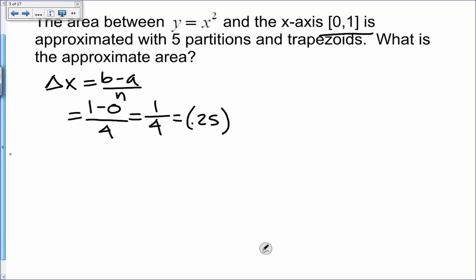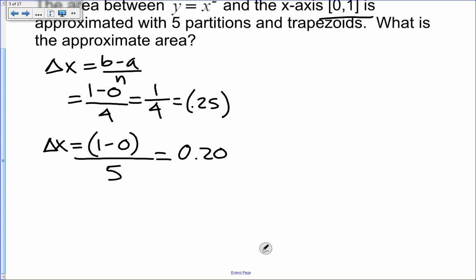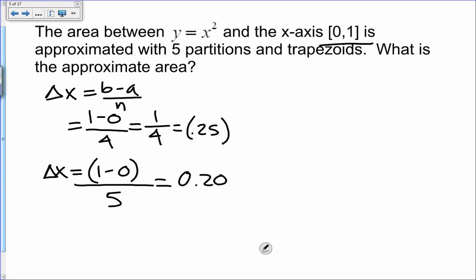So if we were going to use 5 trapezoids instead, the only thing that changes is our delta x. Our b minus a is still the same because we're still going from 0 to 1. However, our n is now 5, so our delta x is now 0.2. So that's the only thing that changes about changing the number of trapezoids, as long as they are the same height. So as long as the partition length is the same. So we're assuming that the partition length is still 0.20 for each trapezoid.